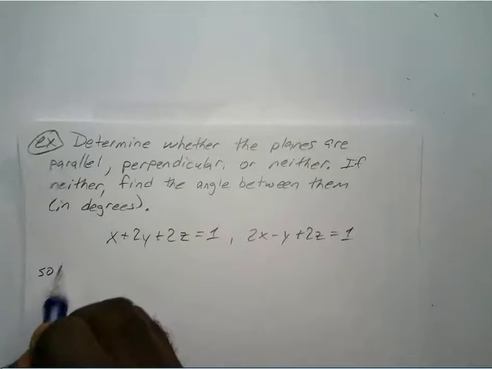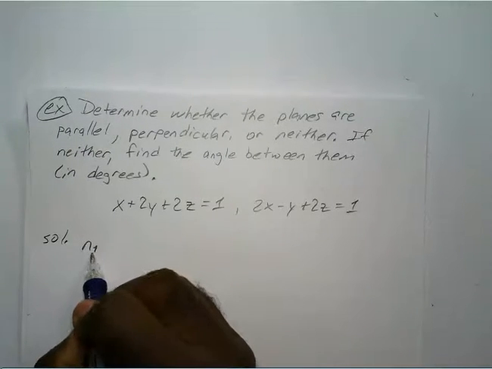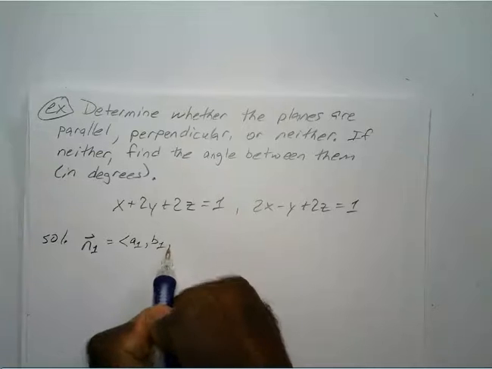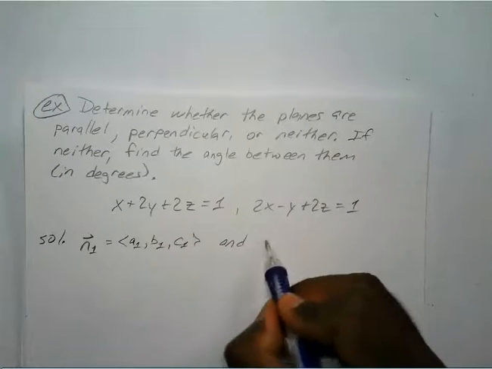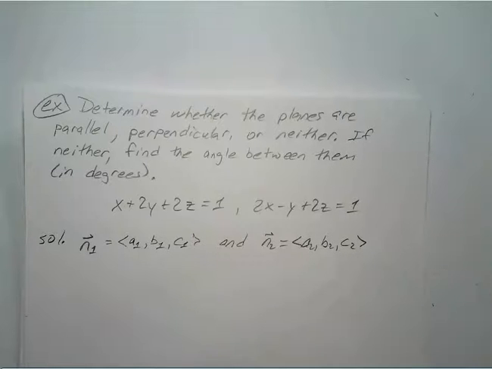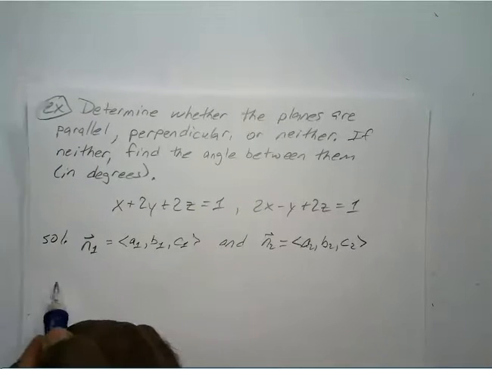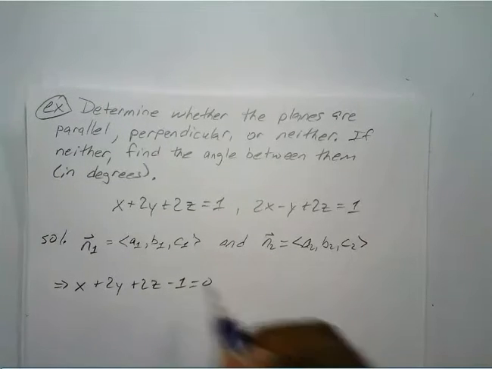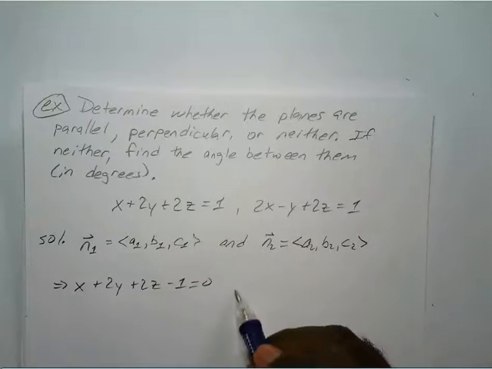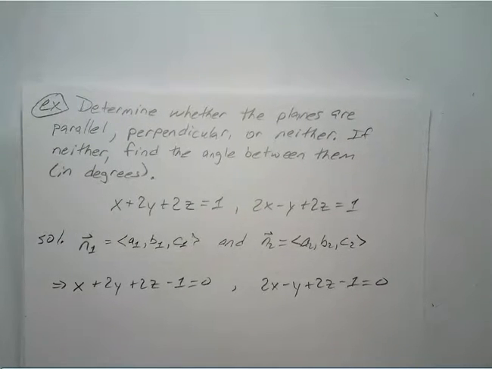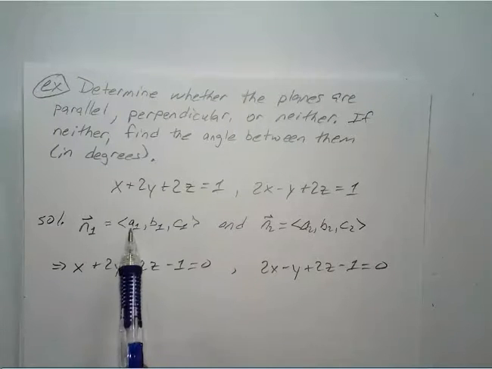Okay, so for this one, let's say for our normal vector number 1, we'll make that equal to a1, b1, and c1. And our normal vector number 2, we're going to make that equal to a2, b2, and c2. Okay, so if we get this equation, of course, we're going to subtract 1 from both sides. So we have x plus 2y plus 2z minus 1 equals 0. And we have for this one, 2x minus y plus 2z minus 1 equals 0. Okay, now remember, this is your A, B, and C.